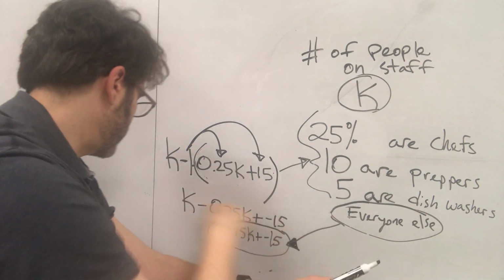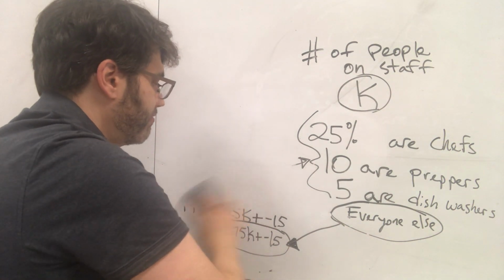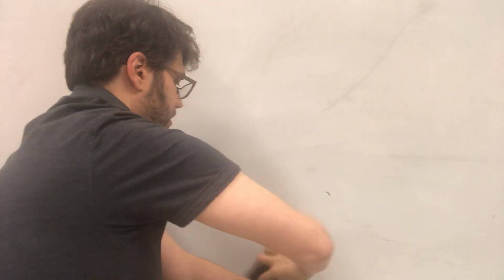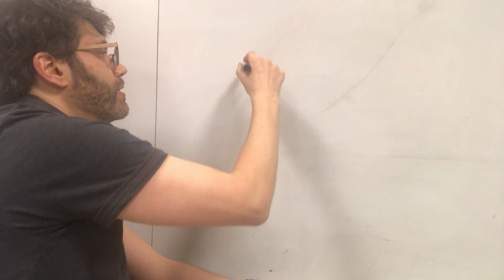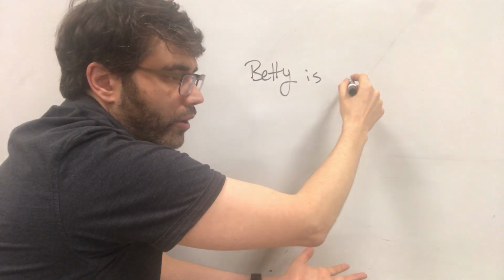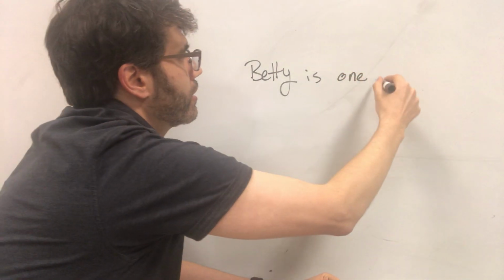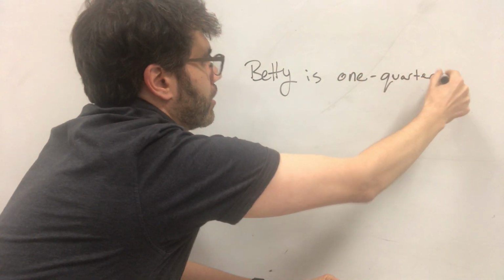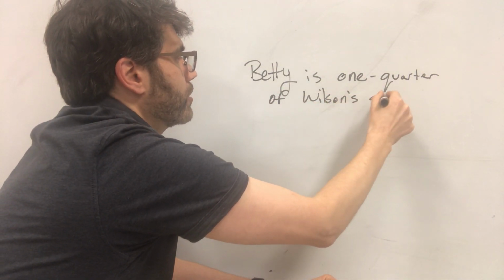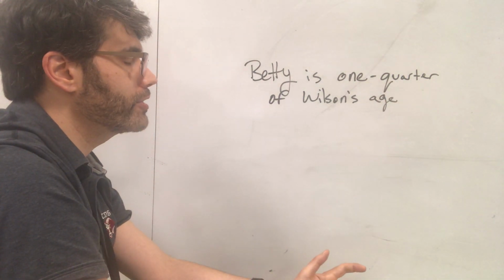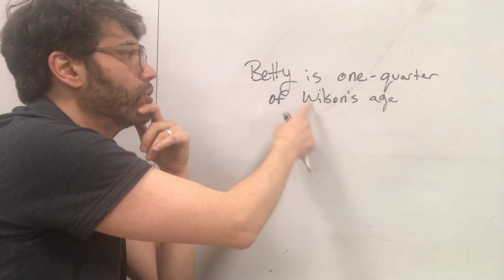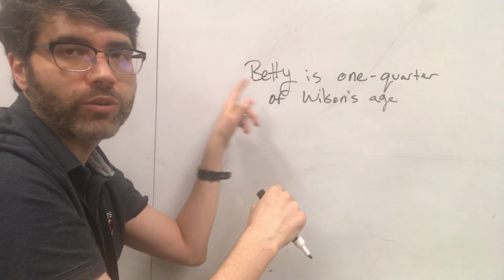Let's say that we have two different people with two different ages. So let's say that Betty is a quarter, 1/4, of Wilson's age. Okay, we don't know how old Betty is. We don't know how old Wilson is, but we know relatively how they compare. So Wilson is 4 times older than Betty. So if Betty was 20, Wilson would be 80.